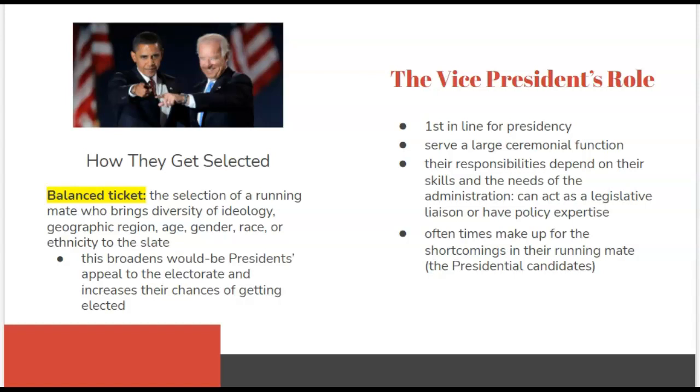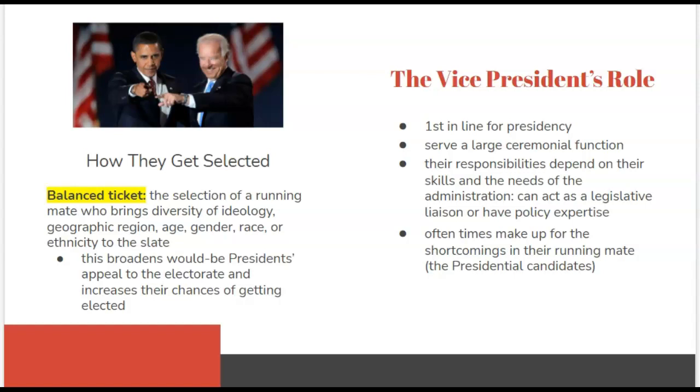So this brings us to the concept of a balanced ticket. If a president is trying to garner as much support as possible, what they may lack in experience, character, or relatability, they might look for in a vice presidential running mate. That vice presidential running mate offers a diversity of ideology. Maybe they come from a different geographic region that they might appeal to. Maybe their age comes into play, gender, race, or ethnicity. This broadens the president's appeal to the electorate and increases their chances of getting elected.